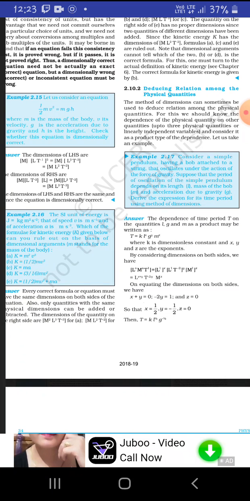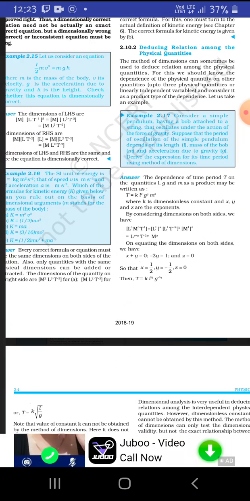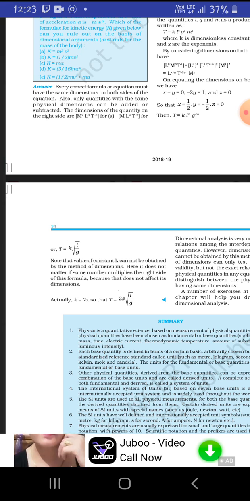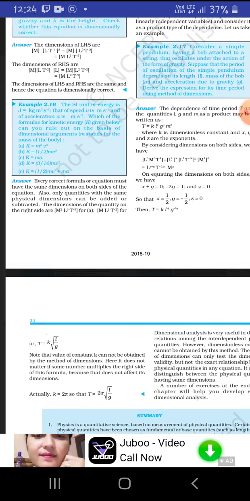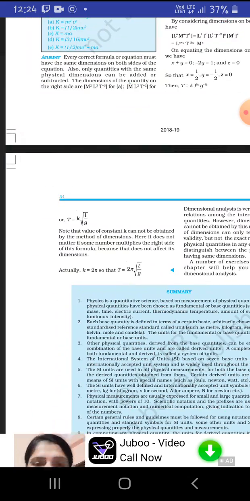So when we add all this, x plus y is equal to 0, minus 2y is equal to 1, and z is equal to 0. So x is equal to 1 by 2, y is equal to minus 1 by 2, and z is equal to 0. Z is nothing. Like this we take, so T is equal to k root L by g, and this is the dimensional formula, where k is the constant.